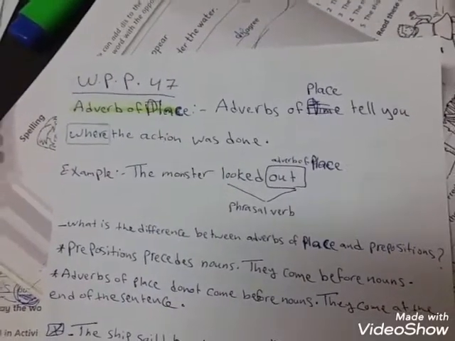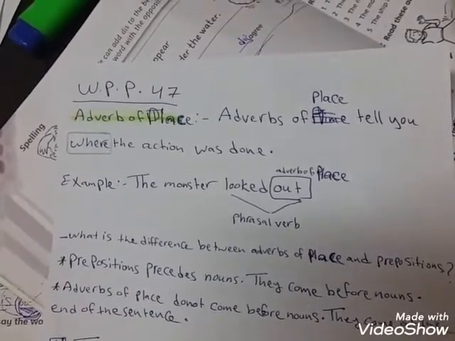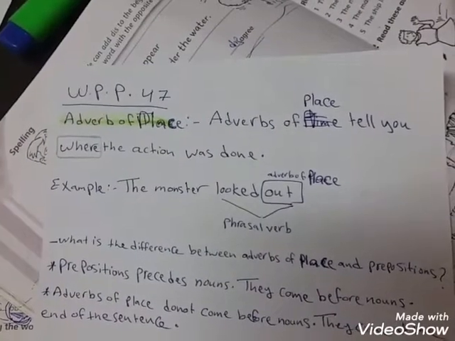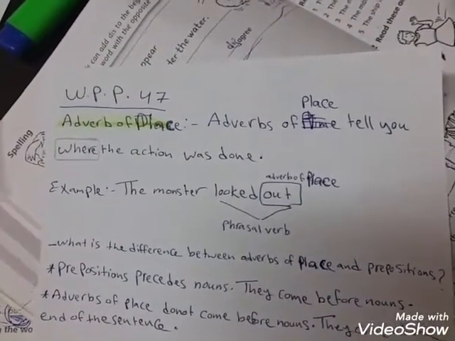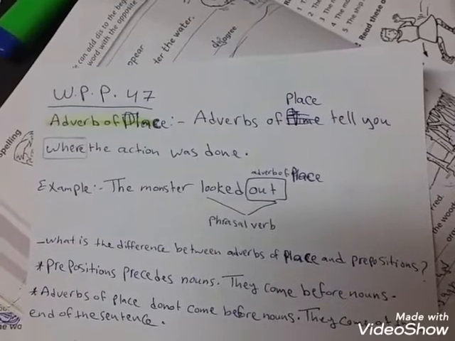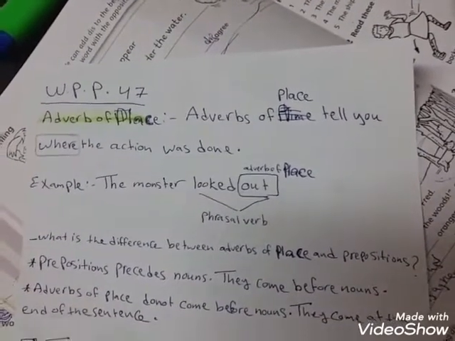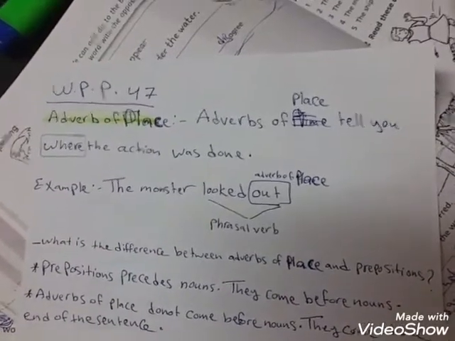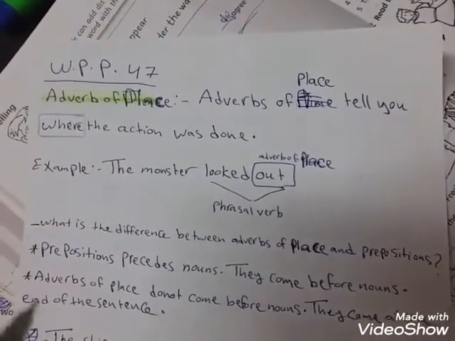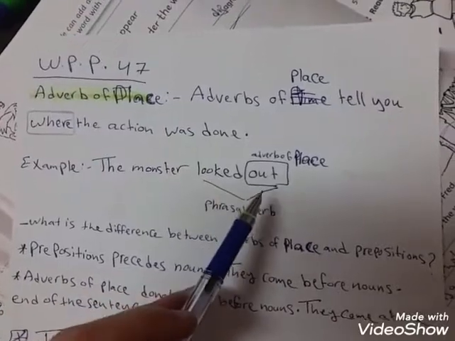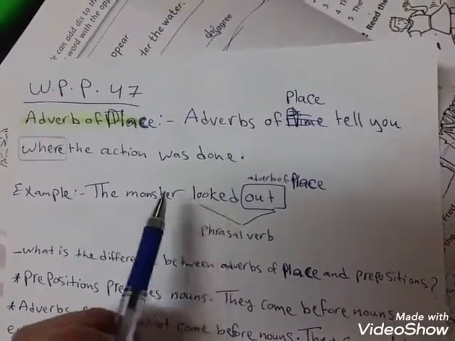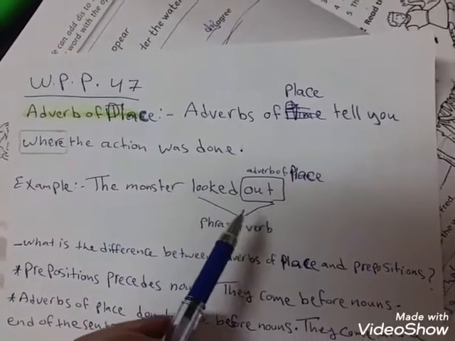Hello again. I'm going now to talk about adverbs of place. As we said, adverbs always tell you more about verbs. Today we're going to focus on adverbs of place. Adverbs of place tell you where the action was done. An example of that, the monster looked out. Here, out is an adverb of place because it answers the question of where did the monster look. The answer here is out.